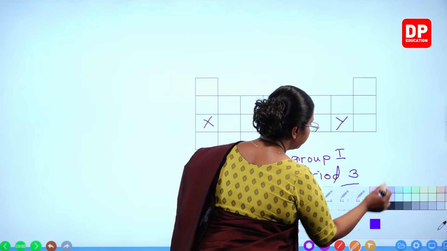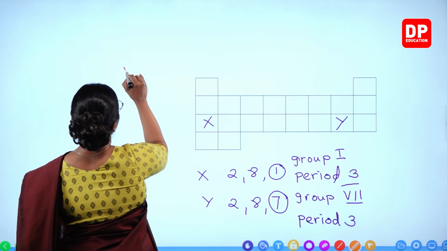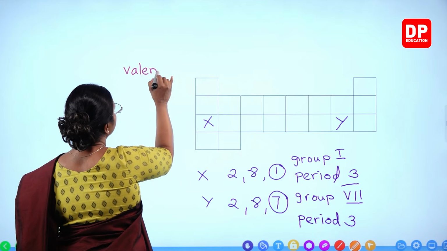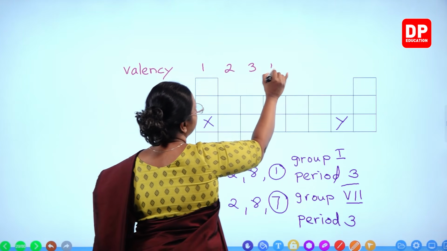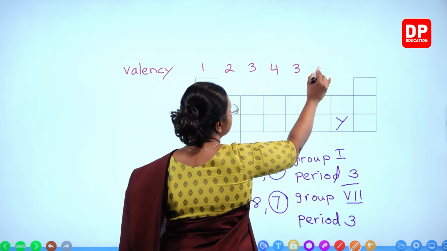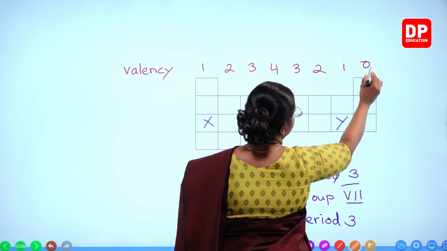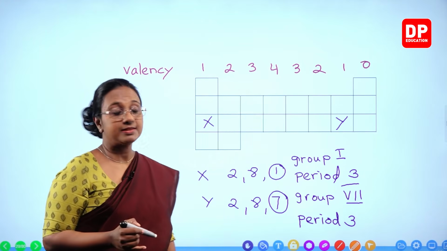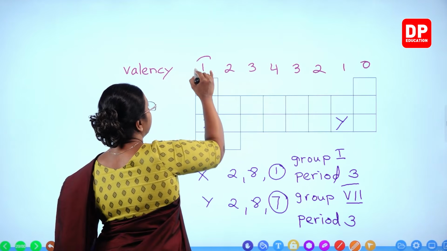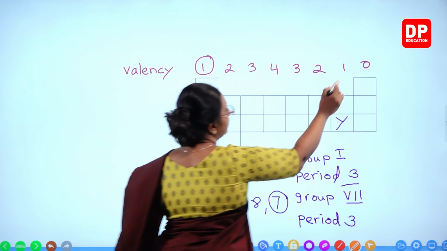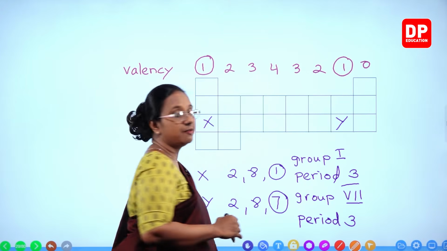You can remember valency. How does it go? When it is group 1, 2, 3, 4, then it goes as 3, 2, 1, 0. Zero valency for noble gases, that is group 8. So both group 1 has valency 1 and group 7 also valency 1.